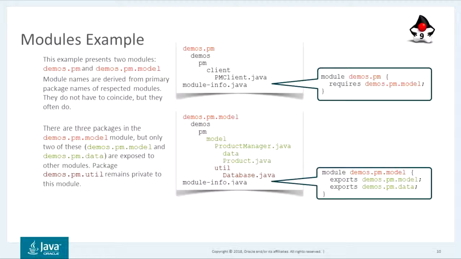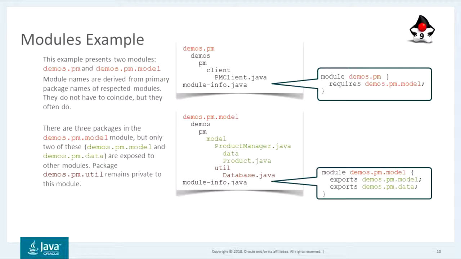And in demos PM model, I export certain packages. I export the demos PM model package and demos PM data because I think they will be needed by the client. But I don't export this util package and database, because I think that should be something private to my model module. So none of these clients' module business, I'm not exporting that. Essentially, it makes this util package, for practical purposes, kind of private to that particular module. That's the idea of what you're trying to achieve.